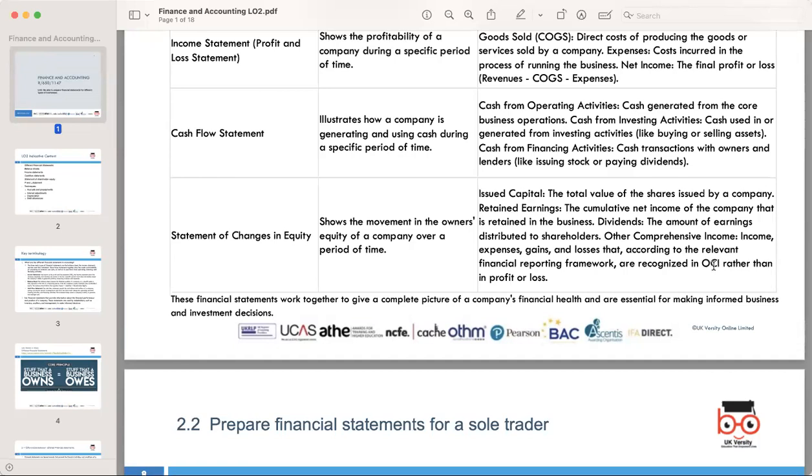So by examining these financial statements collectively, we gain a comprehensive understanding of a company's financial well-being, enabling us to make informed decisions regarding business operations and investments.